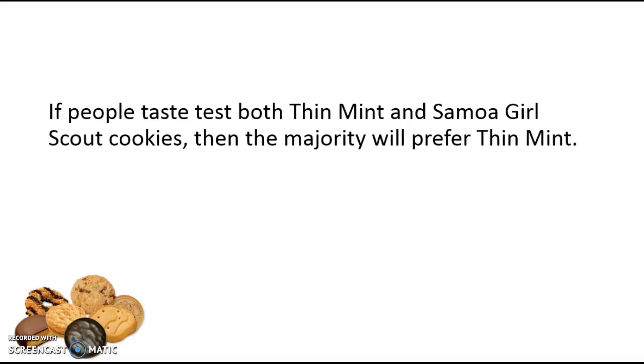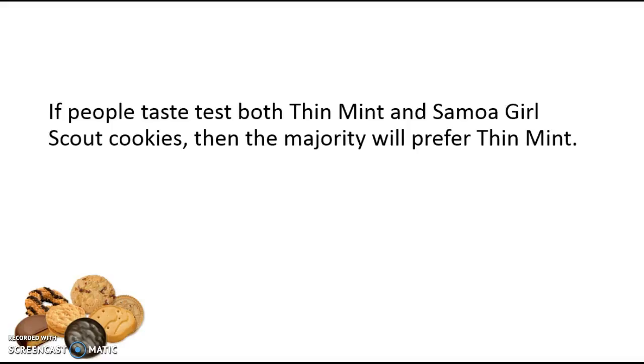For this class, it is strongly recommended that you use the if-then model. This structure will help you in a few different ways. We'll cover that later in this video, but for now, let's just frame it that way. So, if people taste test both Thin Mint and Samoa Girl Scout cookies, then the majority will prefer Thin Mint. Okay, let's look at that in more depth.